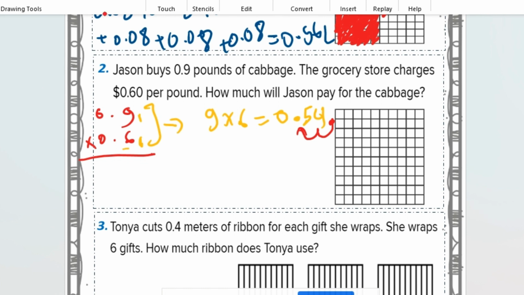And how do we use the decimal grid? We need 54 squares. Here this is 10, 20, 30, 40, 50, so this whole thing is 50 squares. We want 4 more: 1, 2, 3, 4. So this is the 54 squares.